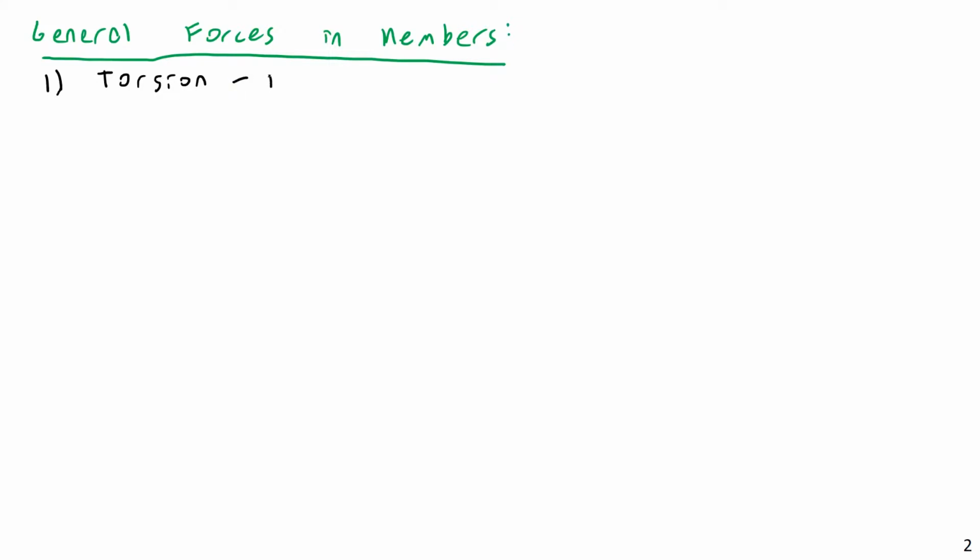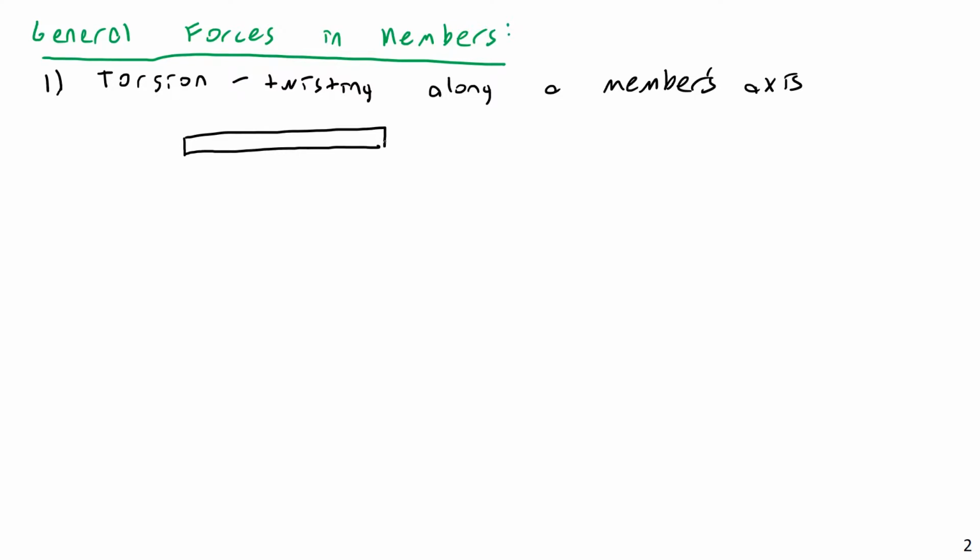Torsion is a twisting along a member's axis. So if you have a member, and let's consider a simple beam. Most of the forces we're going to look at today are going to be applied downward or along the sides or up and down, whatever it may be. But imagine if you could look at this from the cross section. Imagine this thing has a cross section here, so we're looking at this edge on. Torsion is a twisting about the cross section here.